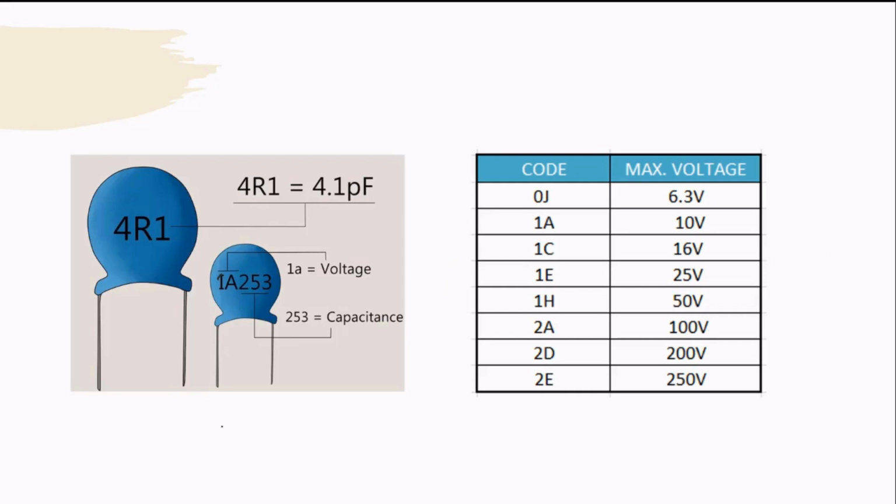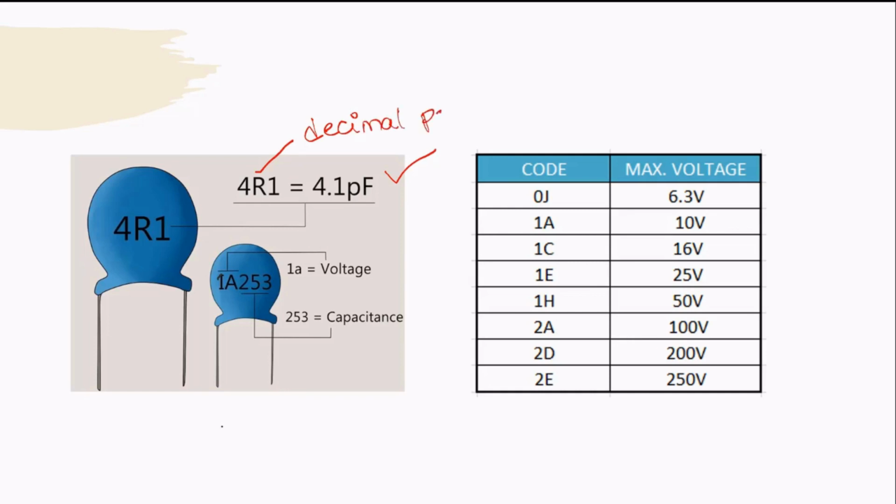Next is, if the capacitor has the value written as 4R1, then the value of the capacitance is 4.1 picofarad. That means here the letter R indicates the decimal point.